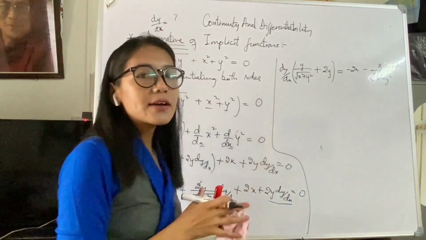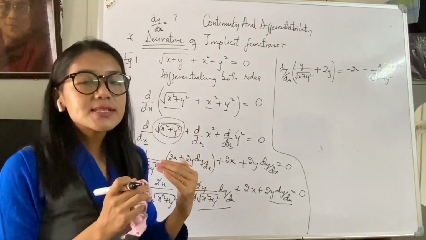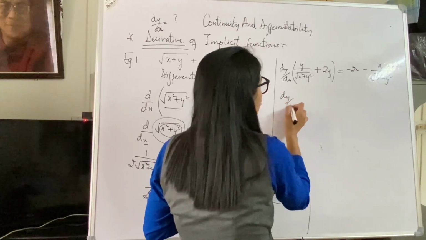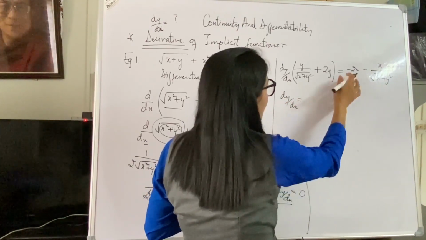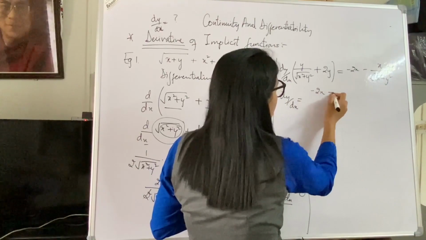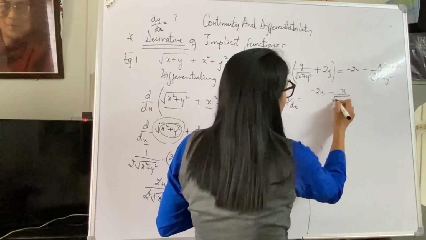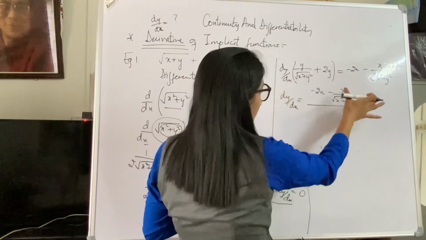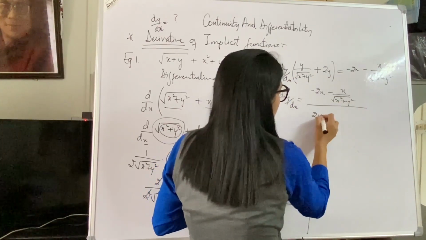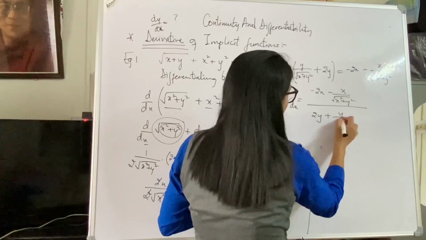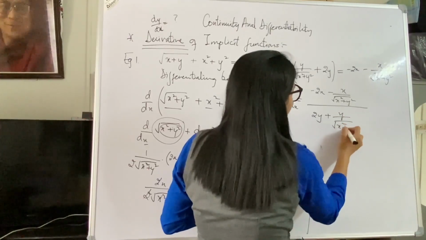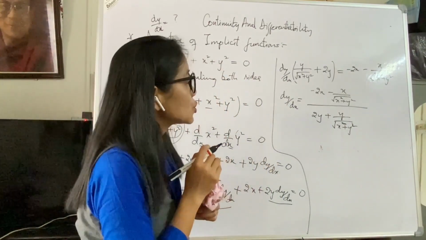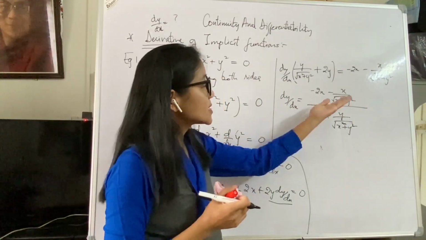So at the end, I have to keep dy by dx on one side, all the other terms on the right hand side. So I'm going to do that. So I get dy by dx is equals to, so this will be negative 2x minus y square, whole divided by, so this term you bring it here, 2y plus y upon square root of x square plus y square. Like this we will do. Is that clear? So you can now simplify the terms.